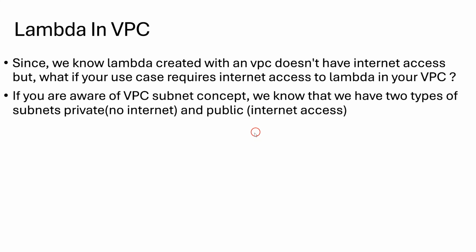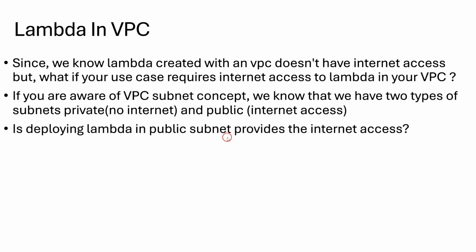So now you can say I can deploy my Lambda in a public subnet so that Lambda can access the internet, right? This is our use case, no? Your use case requires internet access for the Lambda in your VPC. So in that case, I can deploy my Lambda in a public subnet instead of a private subnet so that Lambda can access the internet. So does that work? We'll look into this point. Does deploying Lambda in a public subnet provide internet access?